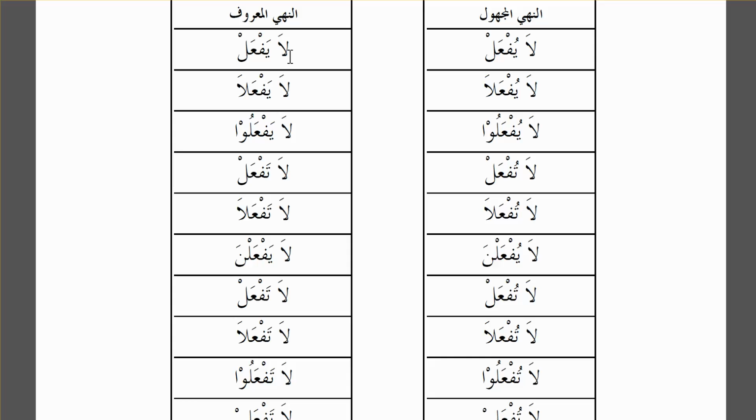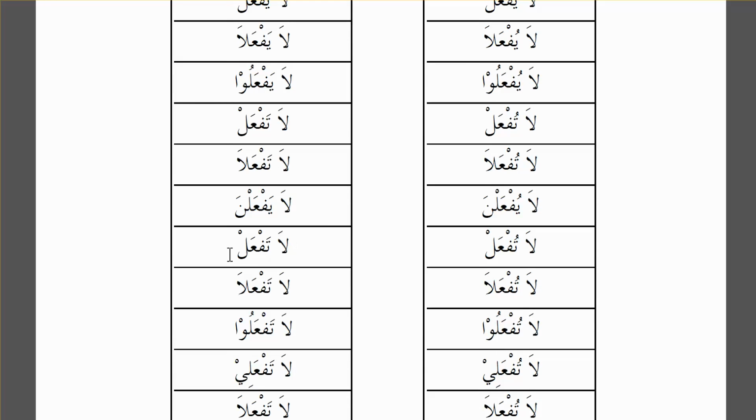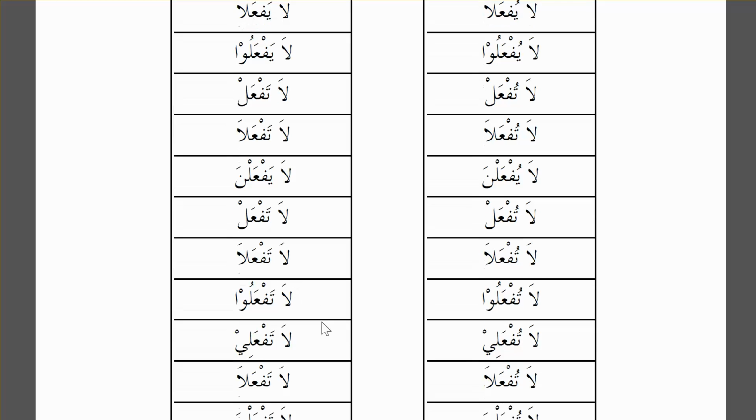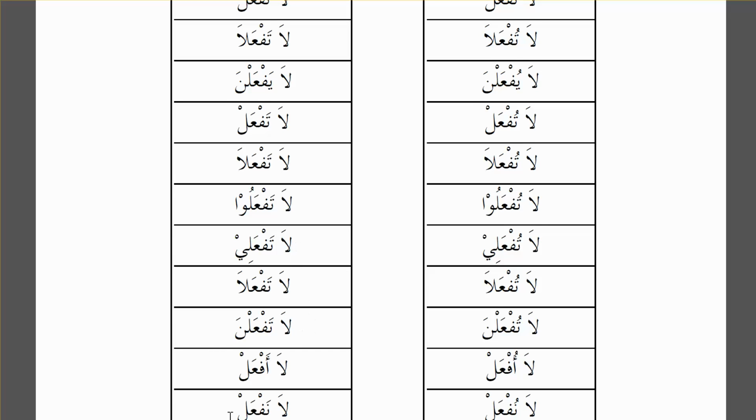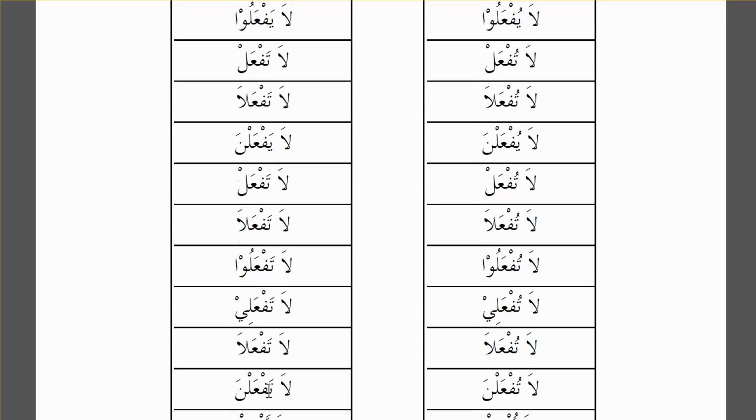So the nahi here, let's read this chart. La yaf'al, that one man should not do. And remember, because it's third person, it gives the meaning of should not do, although it's still a command, a prohibition: don't do. But look here. La taf'al, don't do. La taf'ala, don't do, you two men. La taf'alu, all of you men, don't do. La taf'ali, you don't do, one sister, one woman. La af'alu, I shouldn't do. La naf'alu, we shouldn't do.